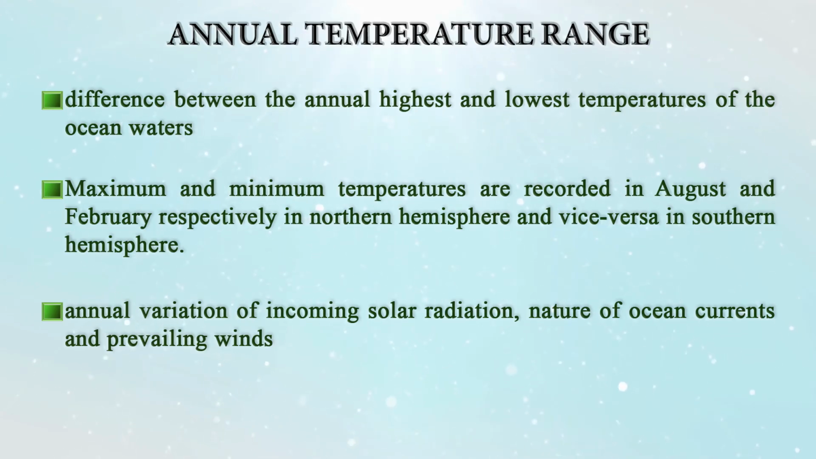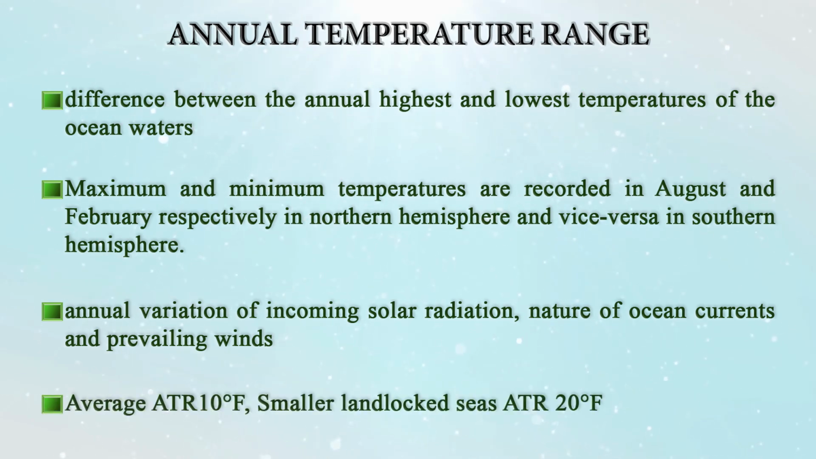And so prevailing winds are also related, when the prevailing winds are towards the coastal areas. They heat up the coastal areas, like warm winds, trade winds heat up the coastal areas, contrary to the cold winds which cool the coastal areas. So the temperature range is affected by ocean currents and prevailing winds. The average annual temperature range is of the order of 10°F. However, small landlocked seas have a higher annual temperature range, which is of the order of 20°F.